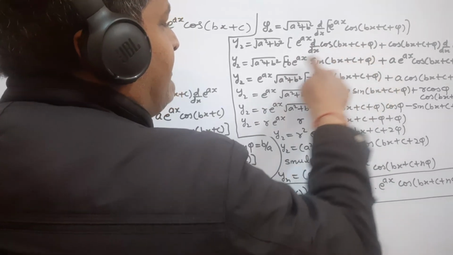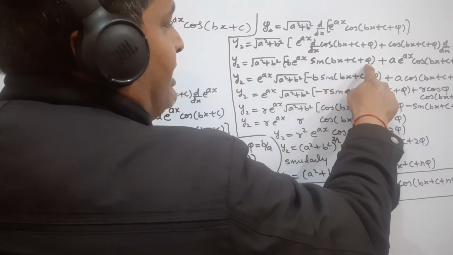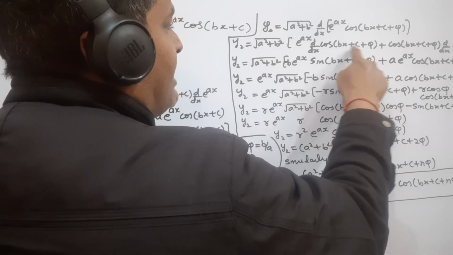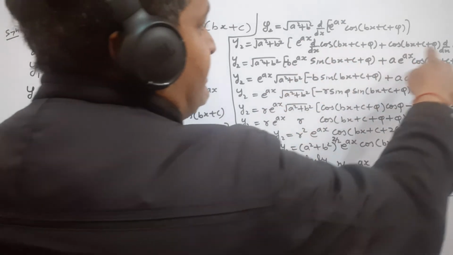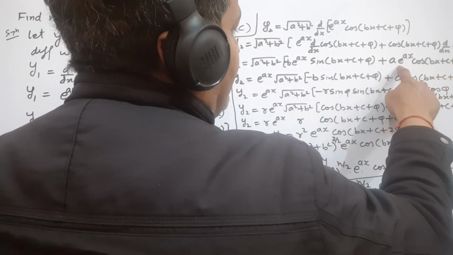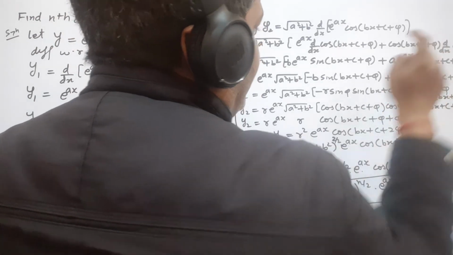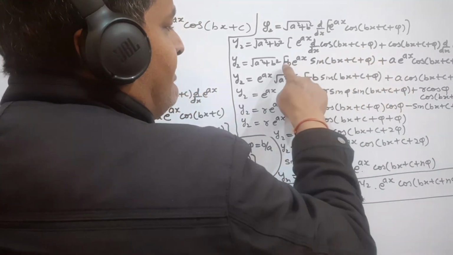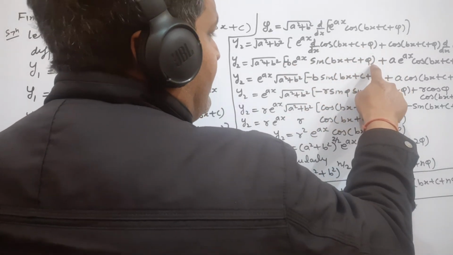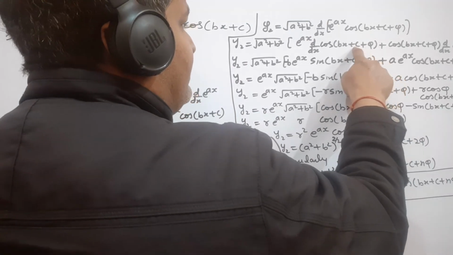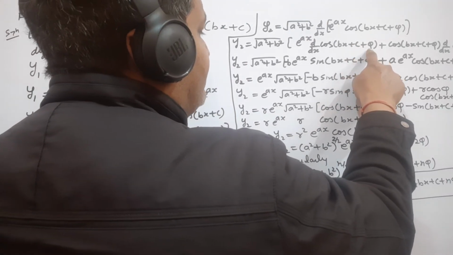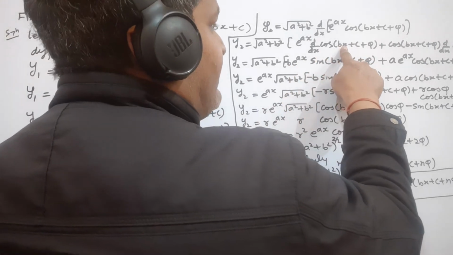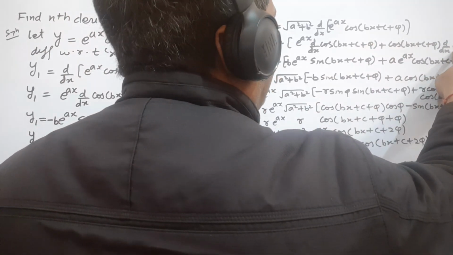नाउ आप देख सकते हैं cos bx plus c plus phi का डिफरेंशिएशन होता है माइनस sin bx plus c plus phi, और जब bx plus c plus phi को डिफरेंशिएट करेंगे तो c और phi कांस्टेंट है, इनका डिफरेंशिएशन 0 होगा और bx का डिफरेंशिएशन b होगा। इसी तरीके से e की पावर ax का डिफरेंशिएशन a e की पावर ax होगा और ये cos bx plus c plus phi. We know that differentiation of cos bx plus c plus phi is minus sin bx plus c plus phi. When we differentiate c and phi, these are constant, so differentiation of c and phi is 0, and when we differentiate bx, we get b because differentiation of x is 1.